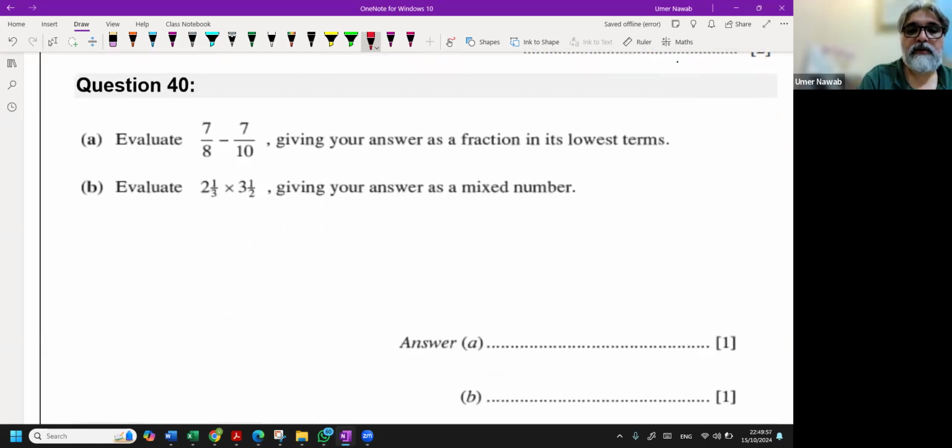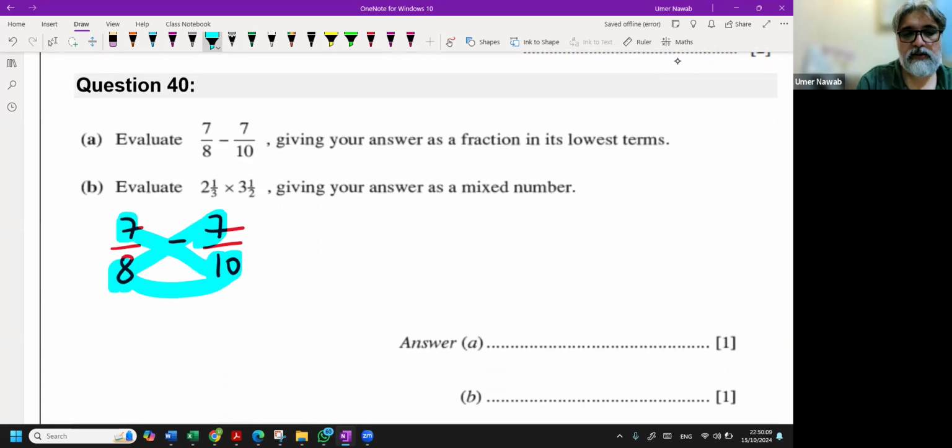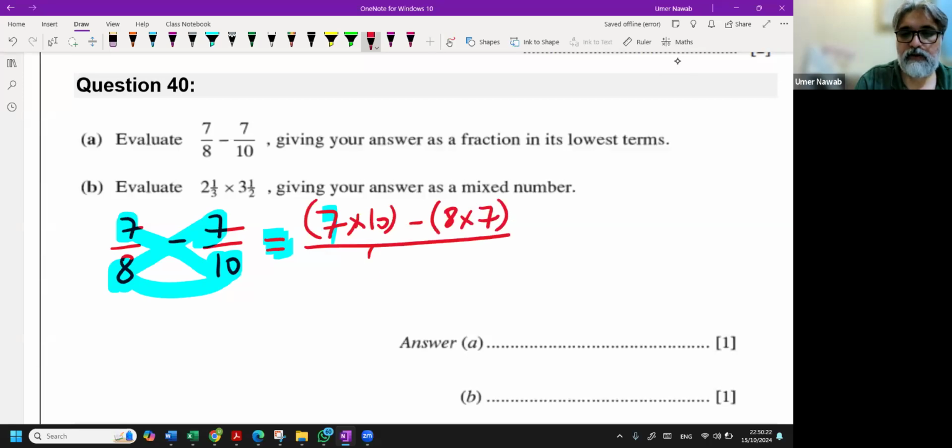Next, 7 over 8 minus 7 over 10. I have to use the butterfly technique because whenever you have a plus or minus sign in between, you have to use this. So 7 multiplied with 10, minus 8 multiplied with 7, and 8 times 10.